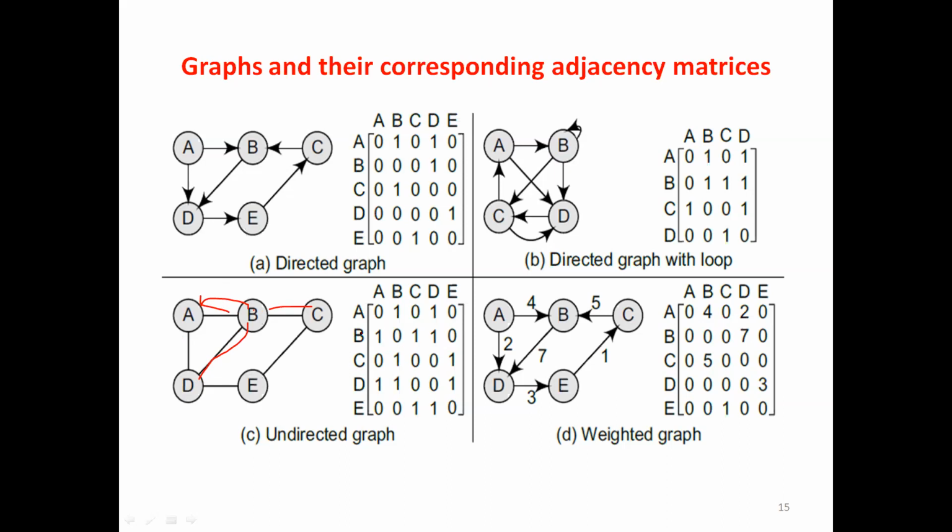So look here. In case of the B node, the neighbors are A, C, and D. That's why it is enabled as 1. But both the graphs are the same, except for the direction. In case of the first graph, you have direction.